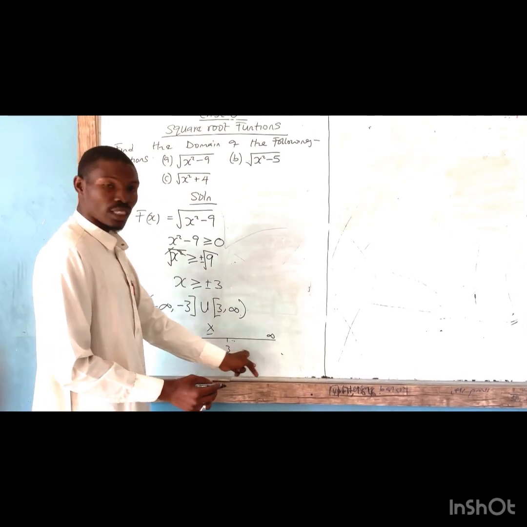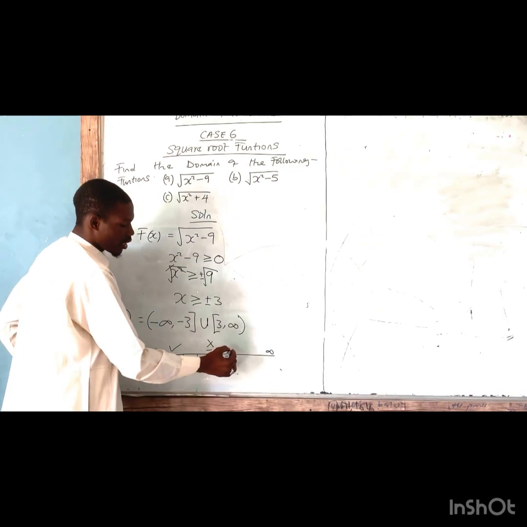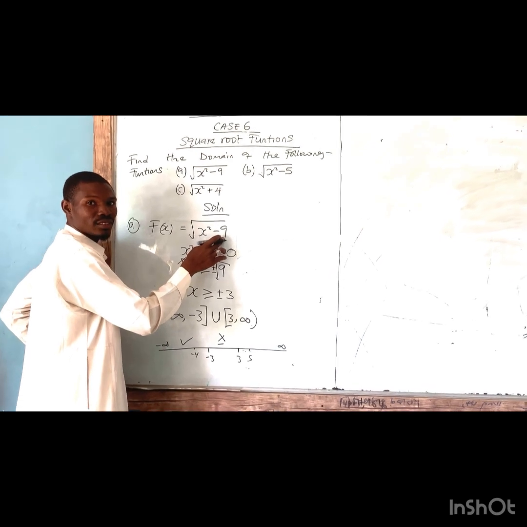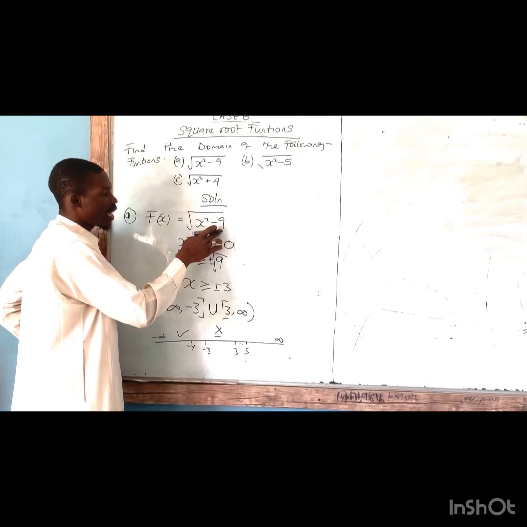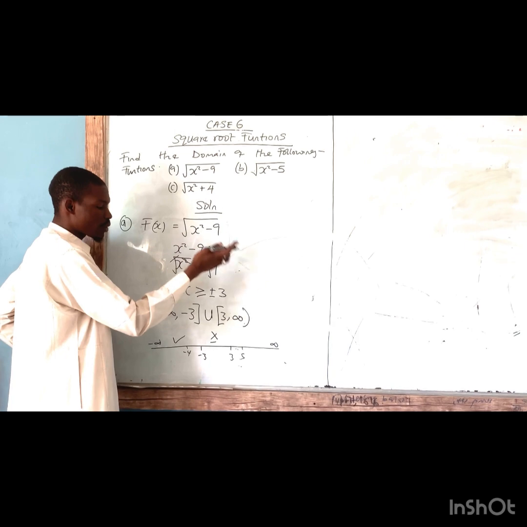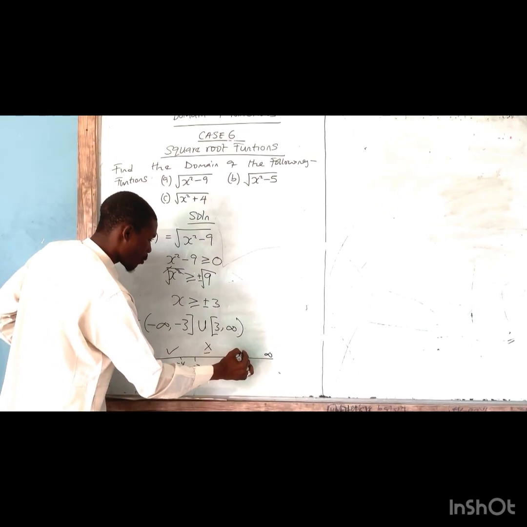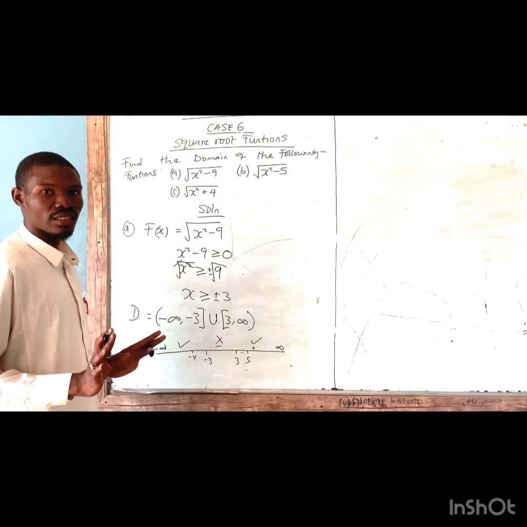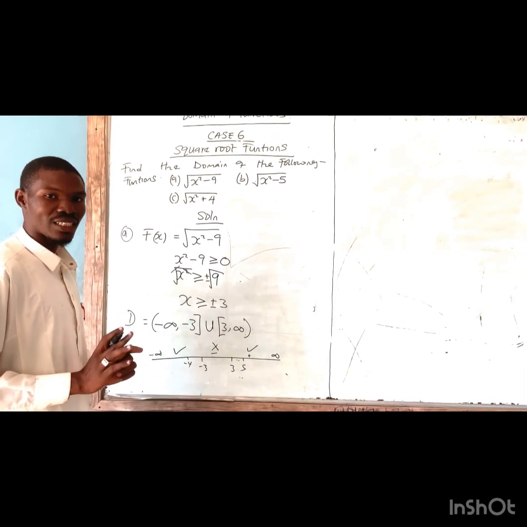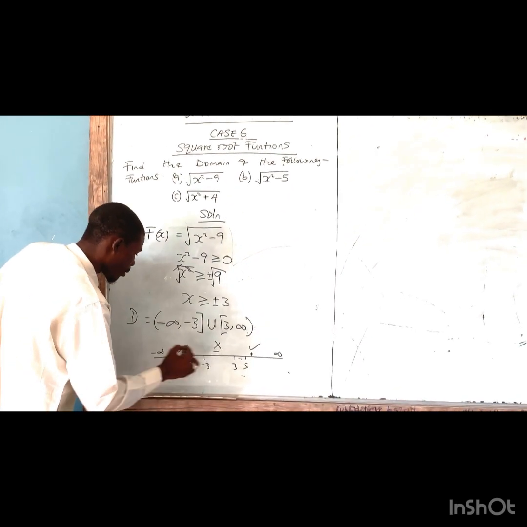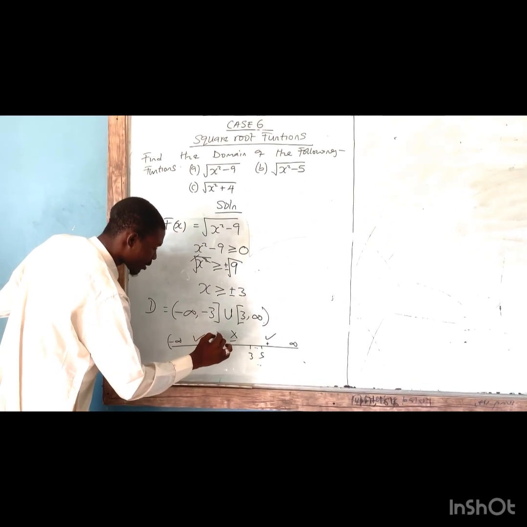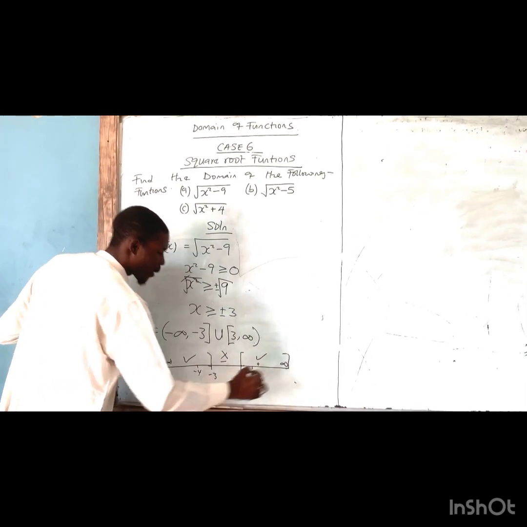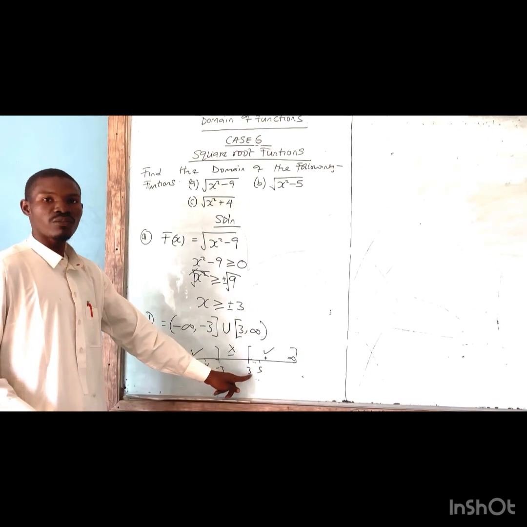Now come to 3 to infinity. Choose any number after 3. Let's take 5. 5 squared is 25. 25 minus 9 is 16. So that's positive, therefore it passes the sign test. Any side that is negative fails the sign test. Any side that is positive passes the sign test. So from minus infinity to minus 3 passes the sign test, and from 3 to infinity also passes. But from minus 3 to 3 fails the sign test.